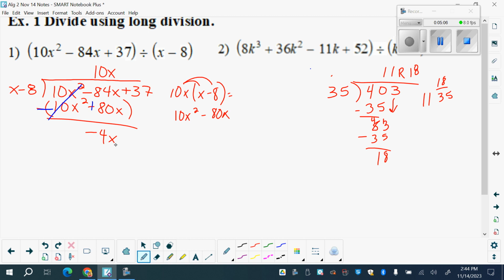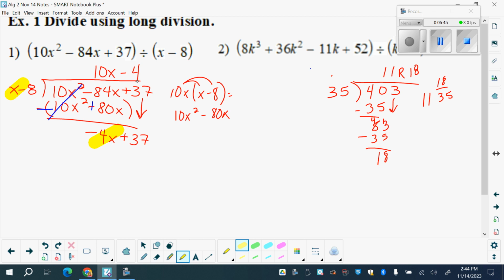Questions? A lot of moving parts here. Happy to answer any questions. Okay, so now we're going to do what with the 37? Bring it down, that's right. Just like we brought this 3 down over here, we're going to bring the 37 down. So once again, we're only going to look at what do I multiply x by to get negative 4x? Negative 4. Questions on how we got the negative 4?